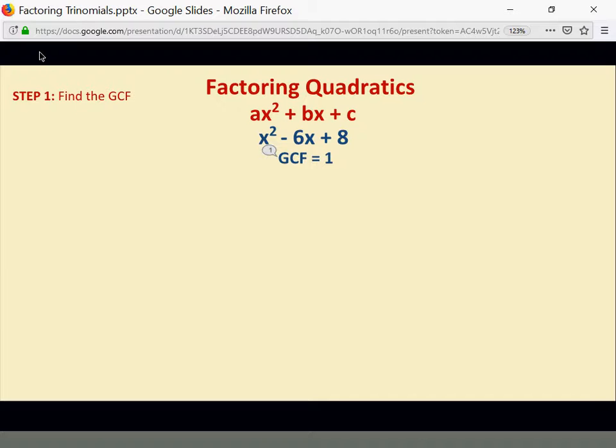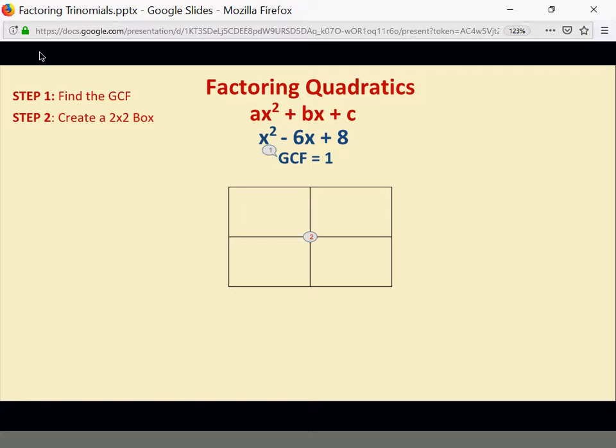The reason we have to do this first will be shown on the second video that I'm going to do for this. Step 2, with factoring a trinomial, you're going to make a 2 by 2 box, or again, using the area method. So you're going to make a 2 by 2 box. Always, when we're working with trinomials, it's always going to be 2 by 2.